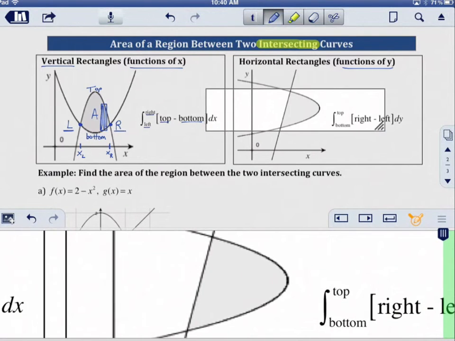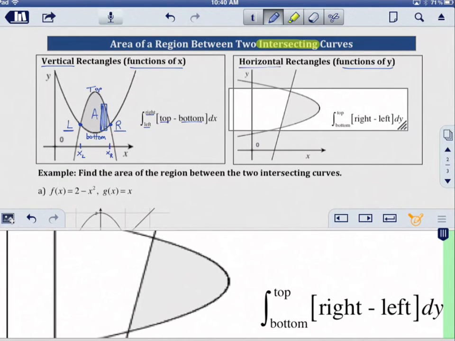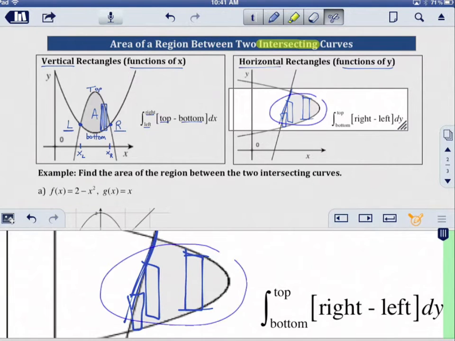Now in this example over here, now I have functions of y. And this is when we want to use horizontal rectangles. So if I'm finding the difference between the two curves, notice it works okay to do vertical rectangles here, but as soon as we get over here, it's not going to work because we have the height and it doesn't actually go all the way up to this other function. So that's why our vertical rectangles won't work in this case.